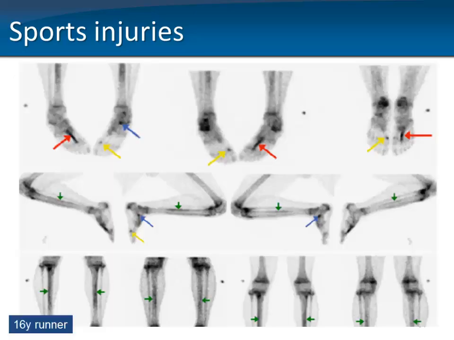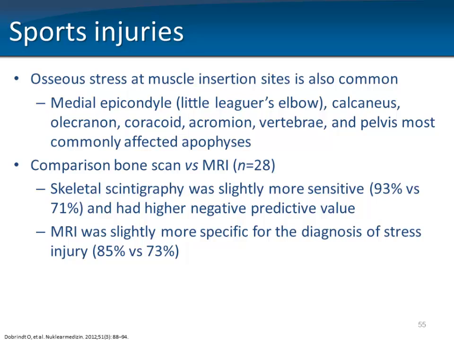And this is illustrated beautifully. In this case, it's a 16-year-old runner who has in his lower limbs an entire collection of stress-related injuries. You can see a stress fracture of the metatarsal, you can see a stress reaction in the navicular, you can see a stress reaction in a sesamoid, and you can also see shin splints or a medial tibial stress syndrome, all in one patient. So osteostress at muscle insertion sites is also common, and I've listed them here, but I will not go into too much detail.